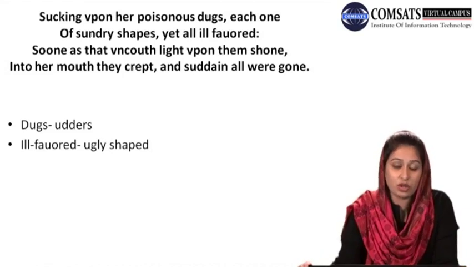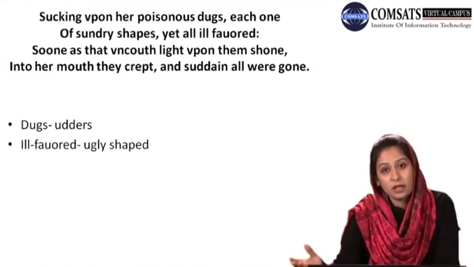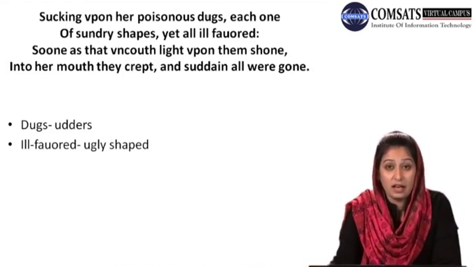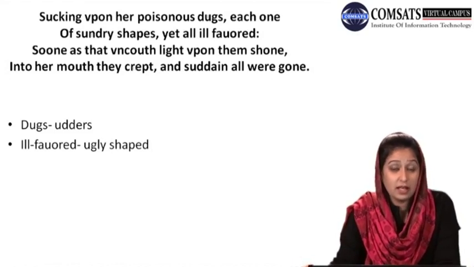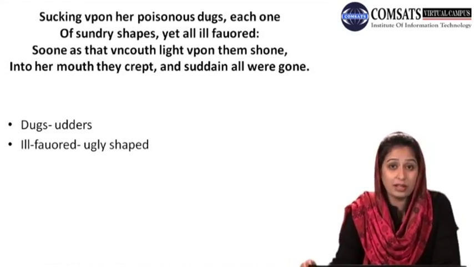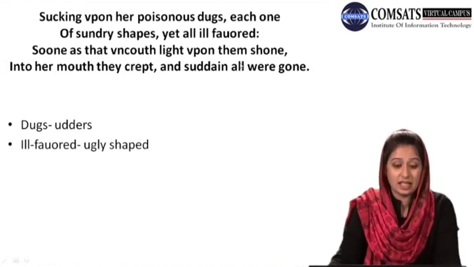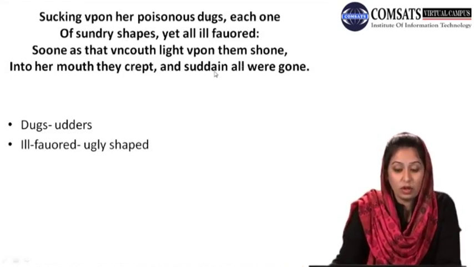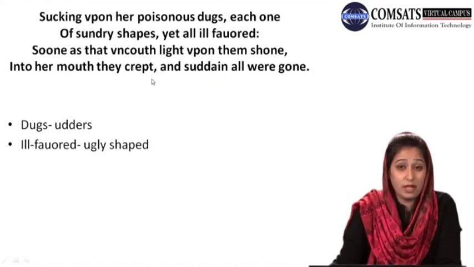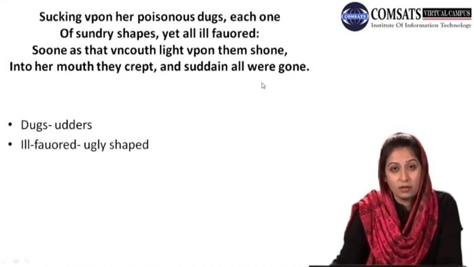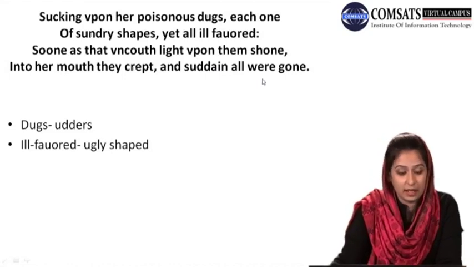वहाँ पर हजारों की तादाद में उसके offsprings मौजूद थे, लेकिन उन सब की मुख्तलिफ shape थी, सब मुख्तलिफ shapes में थे. Yet all ill-favored. Ill-favored, हर किसी की मुख्तलिफ shape थी, लेकिन सारे ही ugly थे, सारे ही बदसूरत बदनुमा थे. Soon as that uncouth light upon them shone, जैसे ही उन पर light पड़ी और उनके ऊपर रोशनी पड़ी, into her mouth they crept, उन सब ने उसके मुंह में जाना शुरू कर दिया. And sudden all were gone, और एकदम से सब के सब उसके मुंह में चले गए.